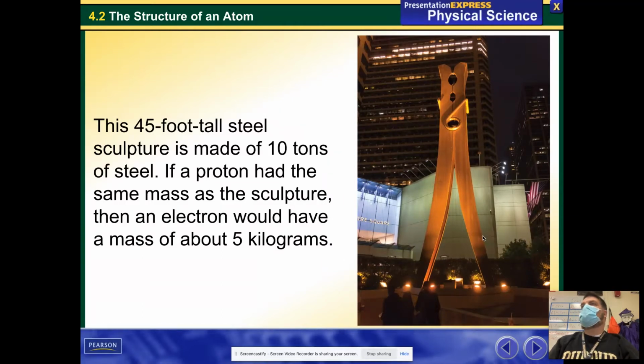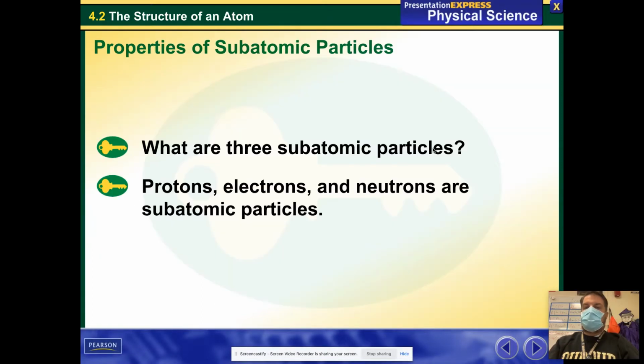An electron is so much smaller. It's about the size of a paperclip. So this is a 45-foot steel thing. That's very heavy. It's 10 tons. And a paperclip is not 10 tons. So that's an example of comparing the mass of a proton to an electron. So electrons are very, very small compared to protons.